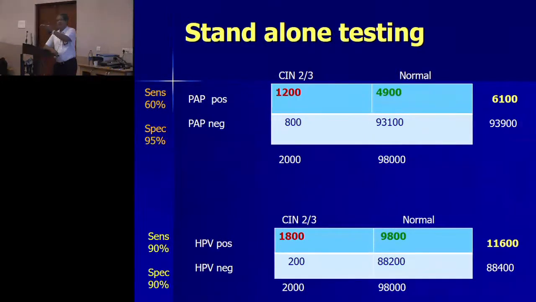Who wanted pap smear alone? Who wanted only pap smear? Okay, any reason? Positive predictive value is high. So 1,200 divided by 6,100. So between the two, positive predictive value is more. The false positives are less. Who wanted HPV? Somebody wanted HPV? Okay, what's your reason? You are picking up more. Okay, so sensitivity. So how do we convince our health minister?